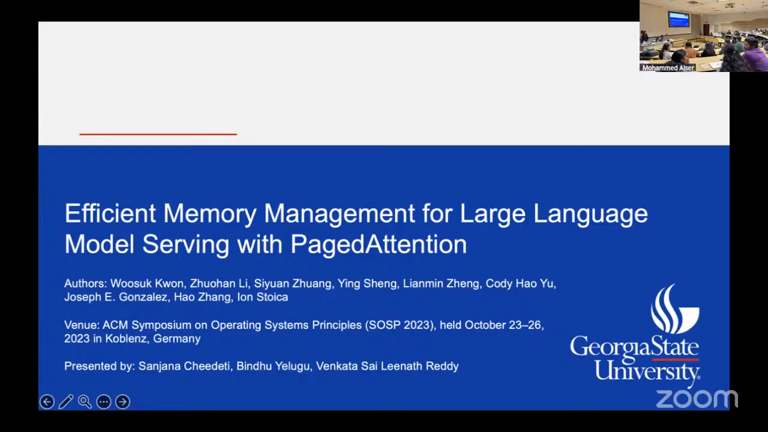Hello everyone, I'm Sanjana and my teammates are Saileenath and Bindhu. Today we are presenting the paper Efficient Memory Management for Large Language Models Serving with Paged Attention. This paper was published at ACM SOSP 23 conference which was held in Germany, and the authors are a team from UC Berkeley.